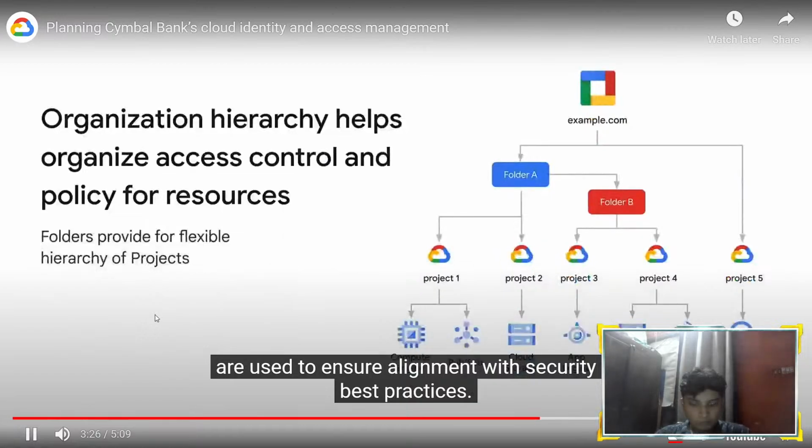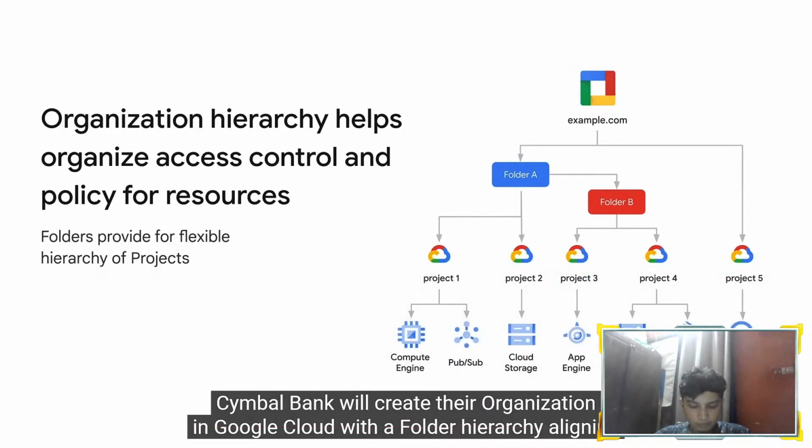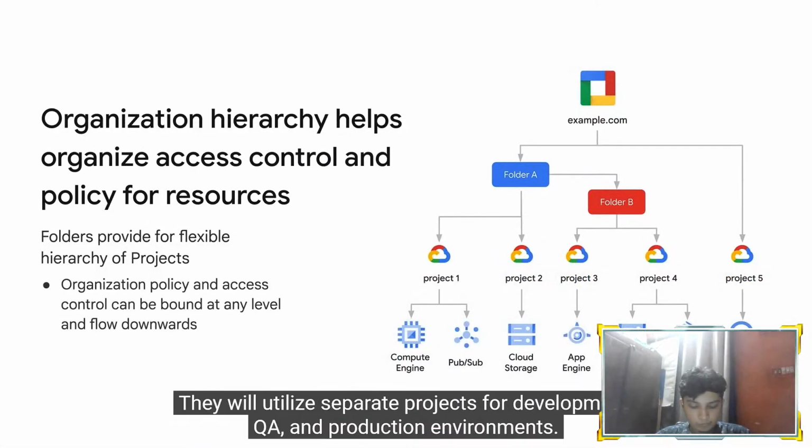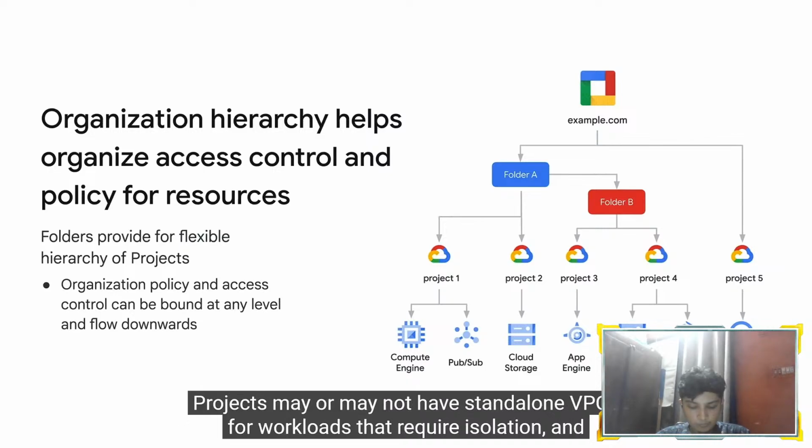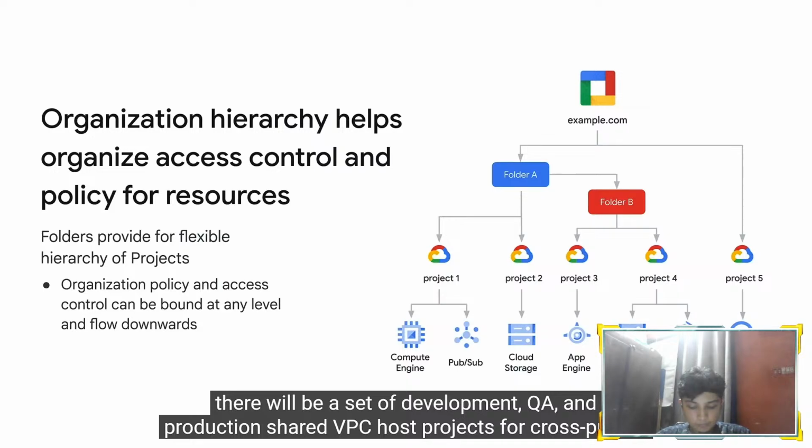security best practices. Symbol Bank will create their organization in Google Cloud with a folder hierarchy aligning with their departments, teams, products, and shared services. It will utilize separate projects for development, QA, and production environments. Projects may or may not have standalone VPCs for workloads that require isolation, and there will be a set of development, QA, and production shared VPC host projects for cross-project communication.